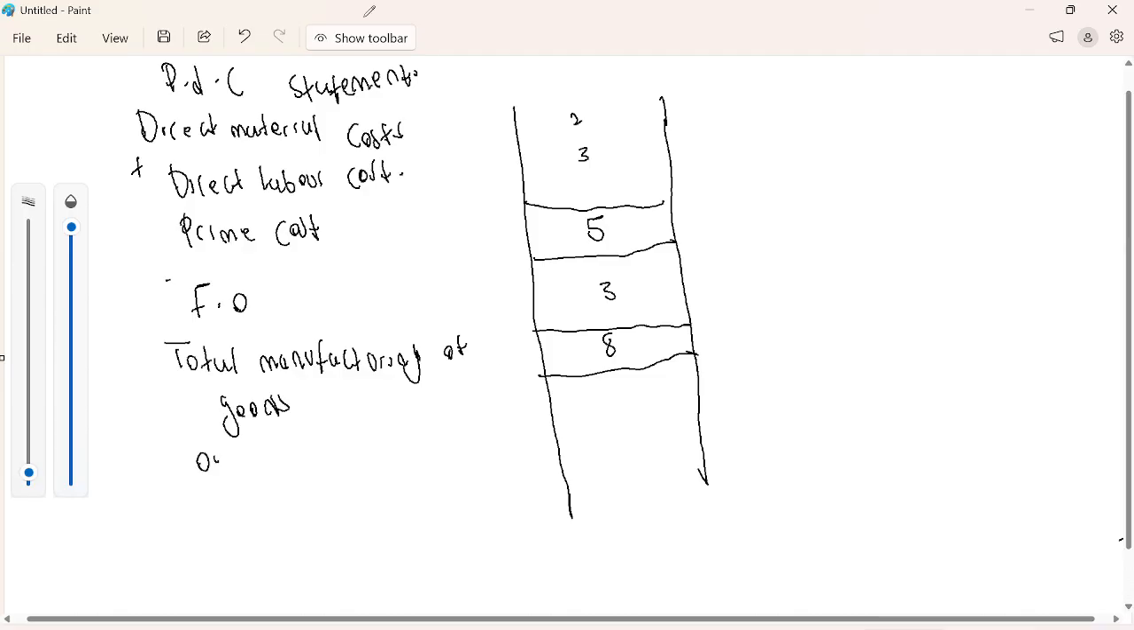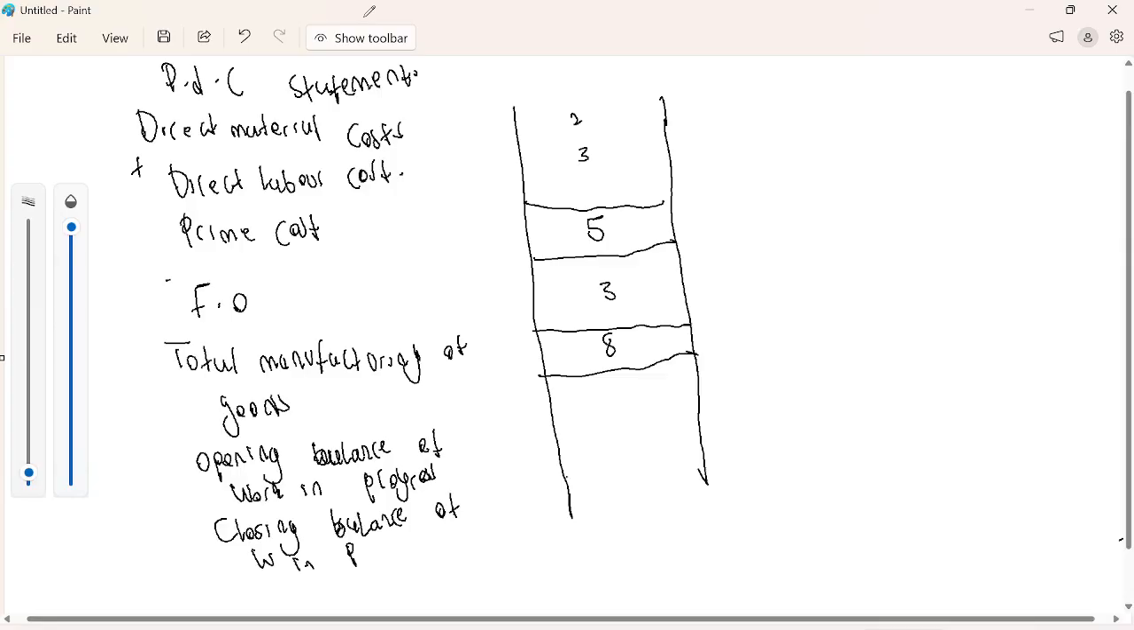Then they'll give you what? The opening balance of work in progress. They'll give you the closing balance of work in progress. They'll give you those balances, right? And they'll give you what? Cost of, then this will be what? Cost of production.